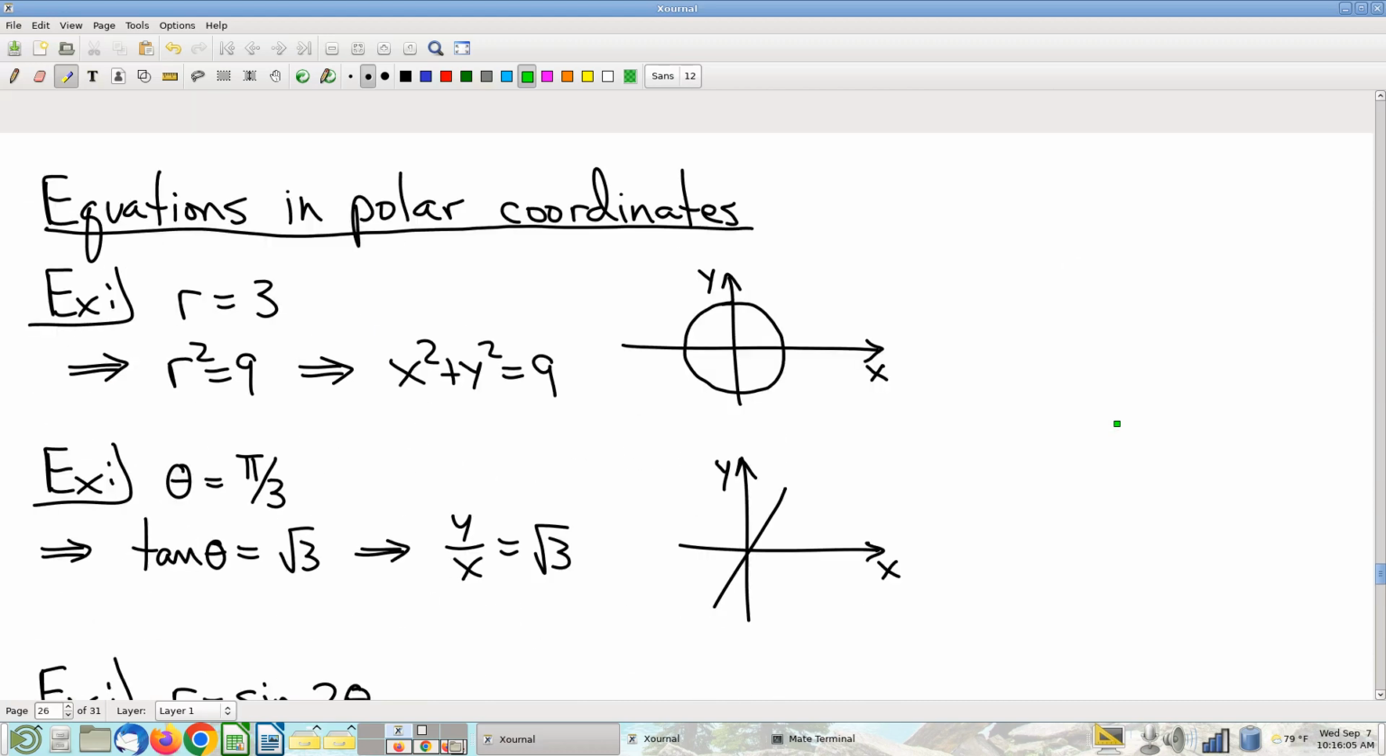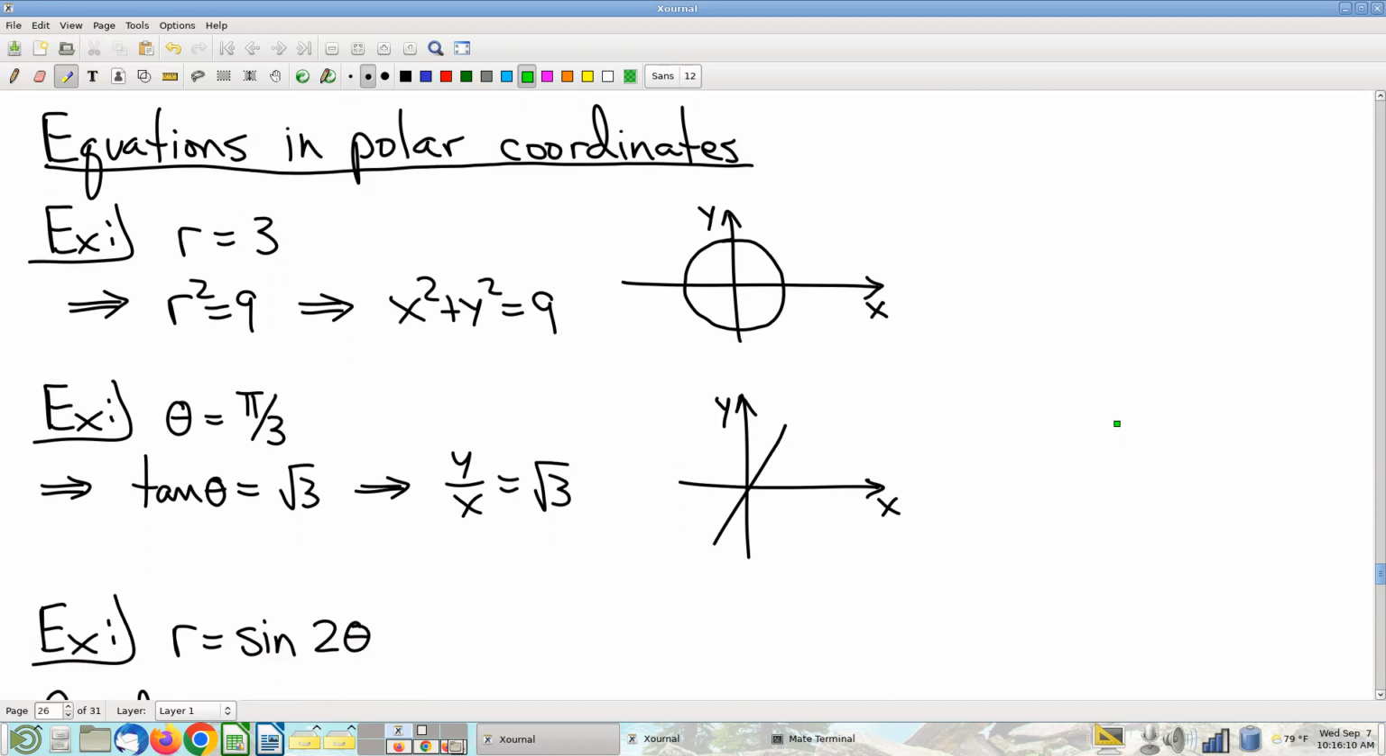So moving along, equations in polar coordinates. Here are just a few examples. Some of them are easy. So r equals 3. Now this one you can analyze pretty easily. It's kind of thinking in polar coordinates. It's telling you that the distance from the origin is always the same. In some sense, it's defining a circle, right?